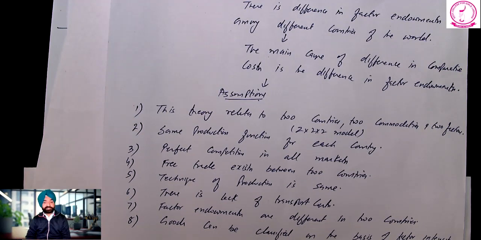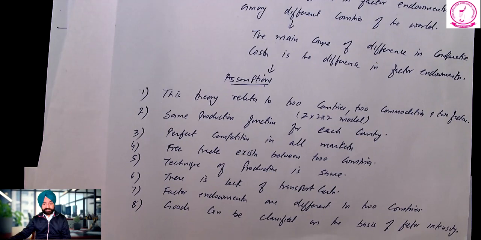Then the technique of production is the same, which is very important, that the technique between two countries is also the same. There is a lack of transport cost. Factor endowments are different in two countries, which is very important. If factor endowments are different, it means one country may be abundant in labor and the second country abundant in capital. That may happen. So these are factor endowments.